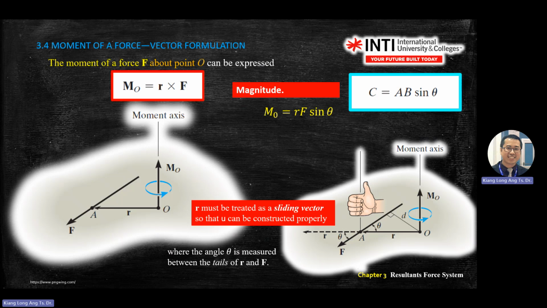So again, because of how you create a moment, these two must be perpendicular. So the angle will be 90. So R F sine 90 equals RF, since sine 90 equals 1.